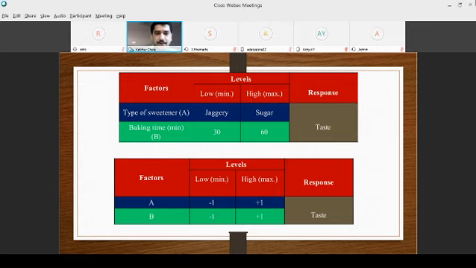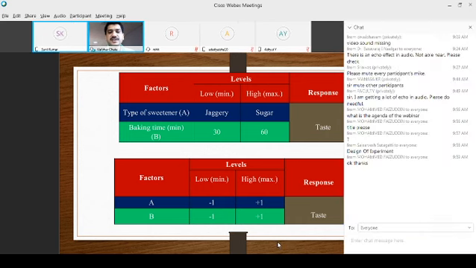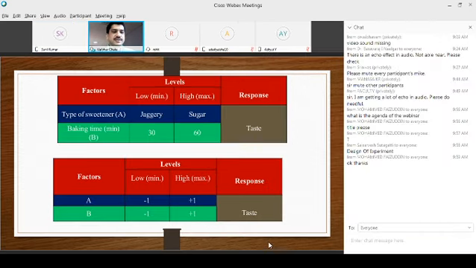Please understand, type of sweetener, which factor is it? Categorical or numeric? It is a categorical factor. It indicates the quality. Baking time, it is in terms of quantity, 30 minutes and 60 minutes. It is a numeric factor. So baking time, the coded form is B. 30 minutes will be taken as -1. 60 minutes will be taken as +1.